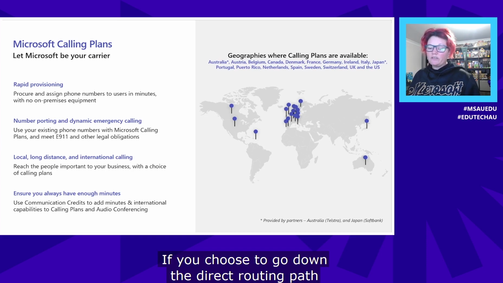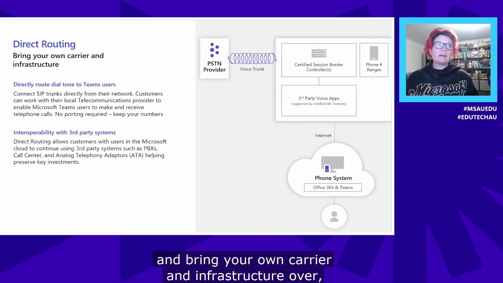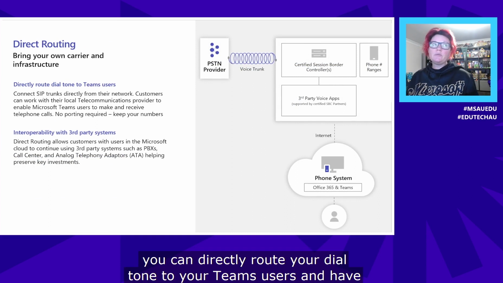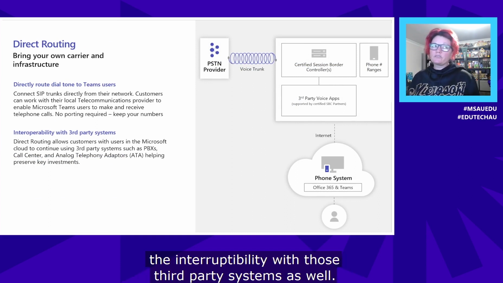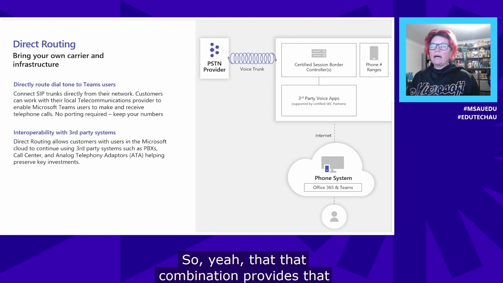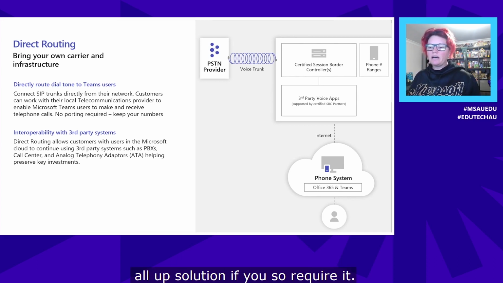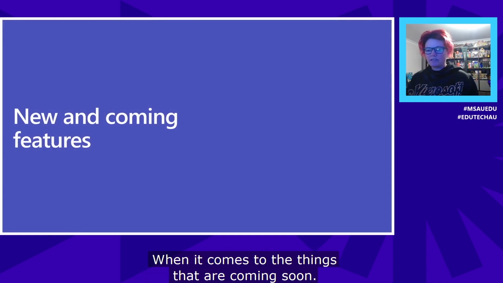If you choose to go down the direct routing path and bring your own carrier and infrastructure over, you can directly route your dial tone to your Teams users and have the interoperability with those third-party systems as well. So that combination provides that all-up solution if you so require it.